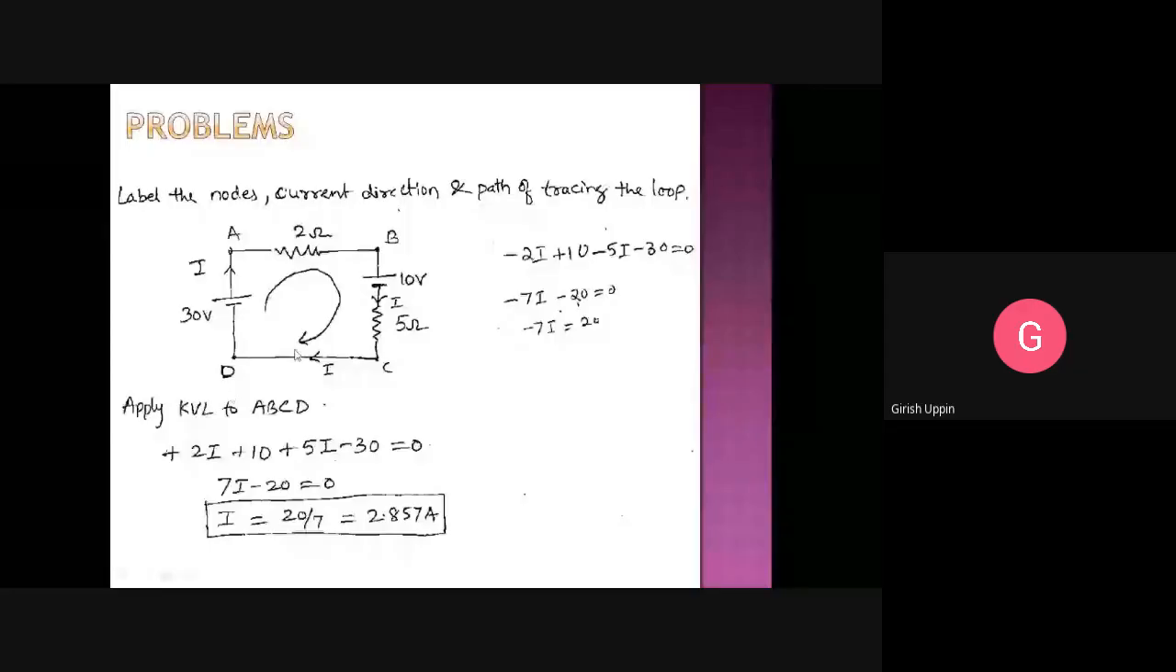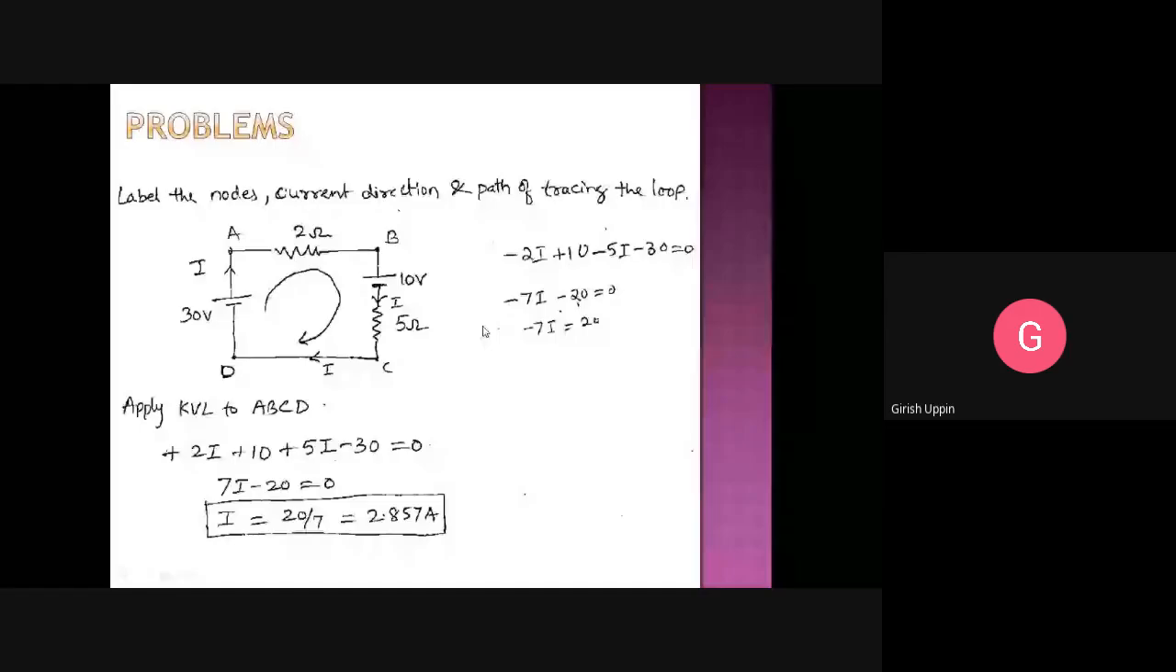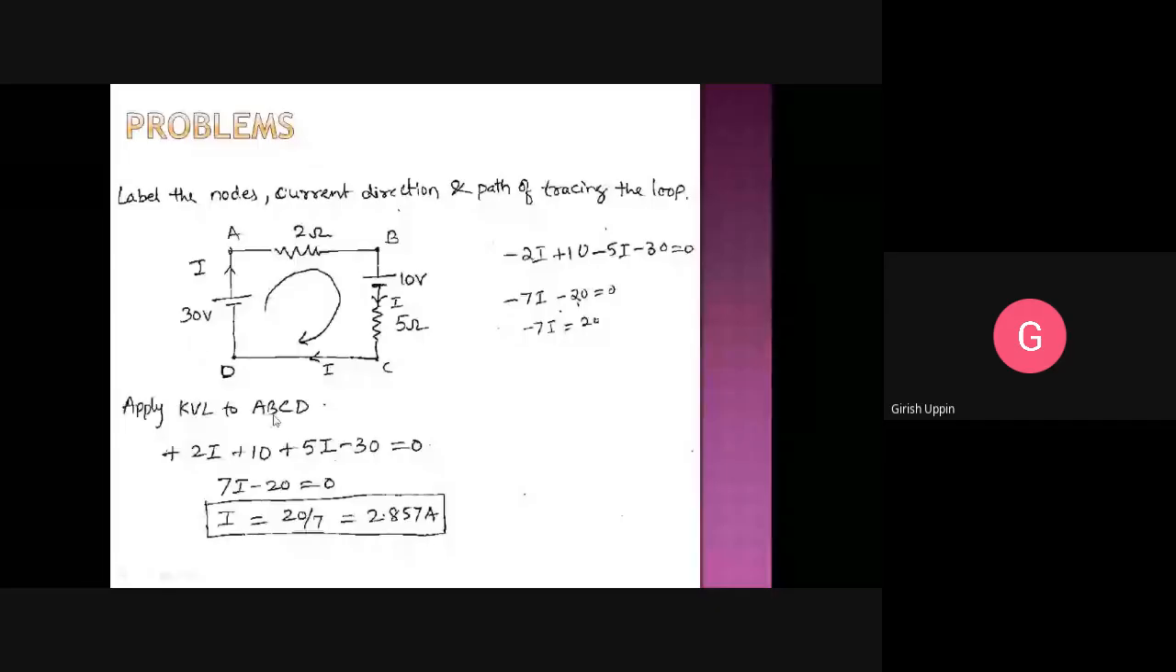Then the current. I know the 30 volt is higher than the 10 volt, so I have marked the current in this direction. Current will flow like this and come back. Now we will apply Kirchhoff's law. Apply KVL to A, B, C, D, A. So you put A also here, so that will make a complete loop. Then we start with the node A. So you start tracing from here.